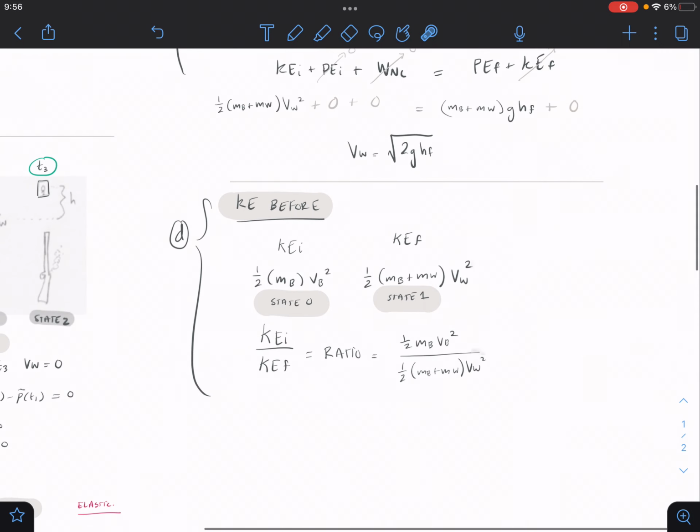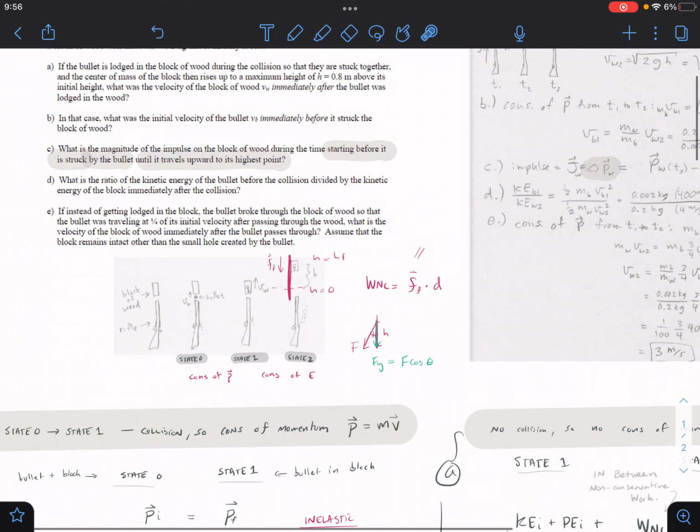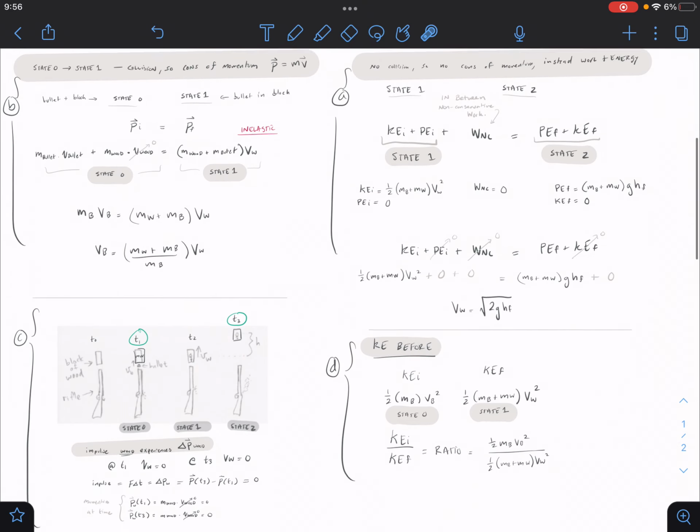Then for D, the second to last piece, it asks what is the ratio of the kinetic energy of the bullet before the collision divided by the kinetic energy of the block immediately after. If we take a look here, before the collision would be state 0, and immediately after would be state 1. Pre-collision, post-collision.